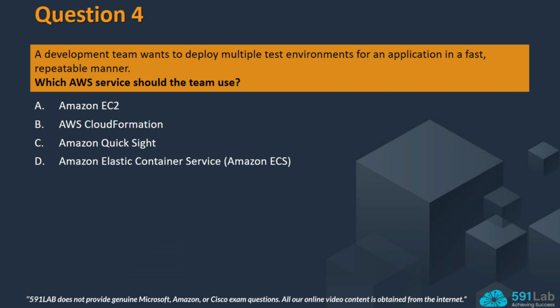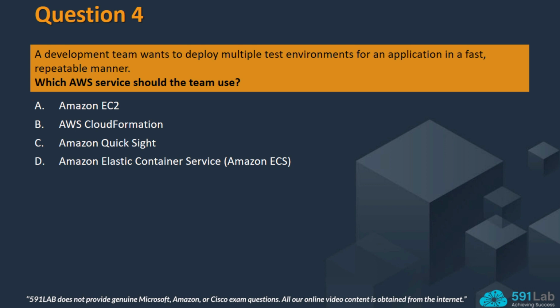A development team wants to deploy multiple test environments for an application in a fast, repeatable manner. Which AWS service should the team use? Option A, Amazon EC2. EC2 is an infrastructure as a service that provides virtual servers in the cloud. While you can use EC2 instances for deploying applications, it does not inherently offer the level of automation and repeatability needed for managing infrastructure at scale. So this is not the correct answer.